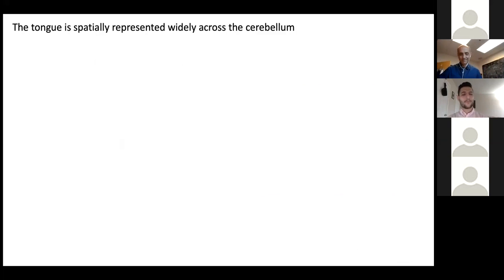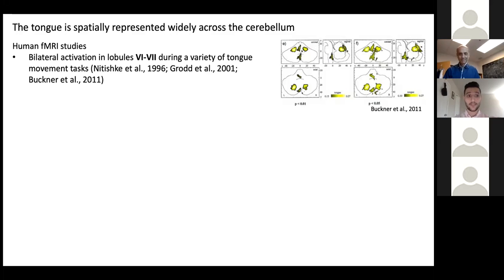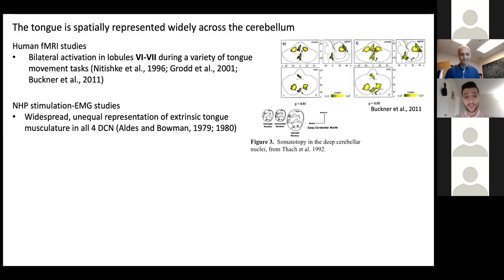So to begin, we do know that the tongue is spatially represented across the cerebellum quite widely. We can look at human fMRI studies that show bilateral activation, primarily across lobules 6 and 7, during a variety of different movement tasks. Furthermore, at the level of the deep cerebellar nuclei, there have been reports of a widespread yet unequal representation of extrinsic tongue musculature control across all 4 of the deep cerebellar nuclei in the work of Aldous and Bowman, and some of this is fairly consistent with that of Thach as well, as you can see here in his illustrations of the somatotopy of the deep cerebellar nuclei.